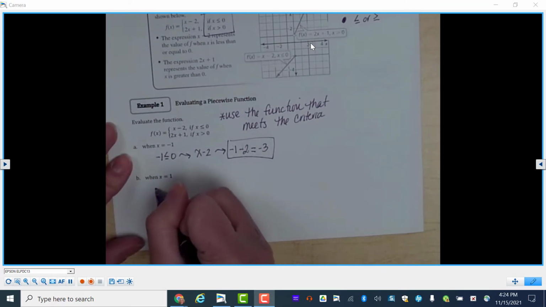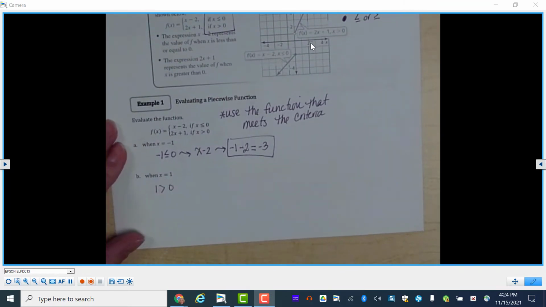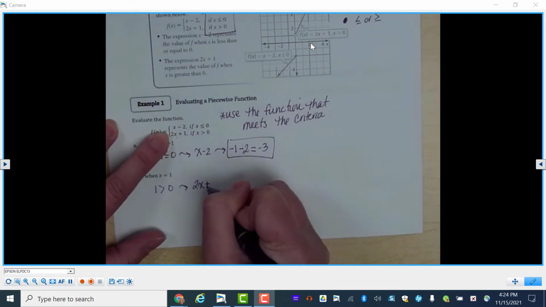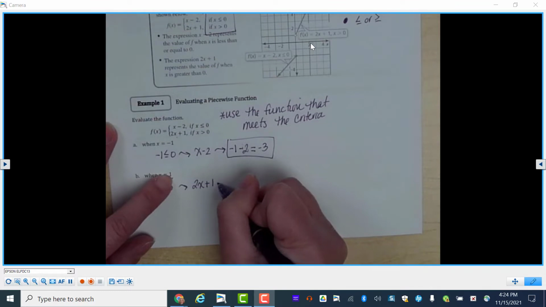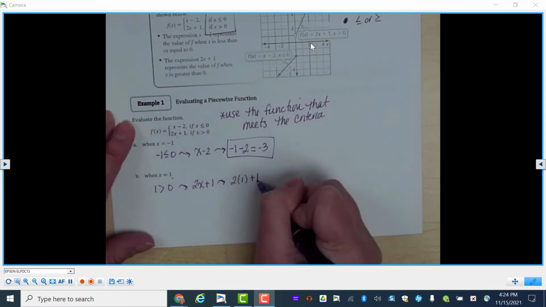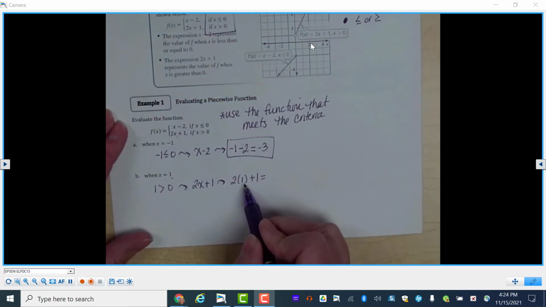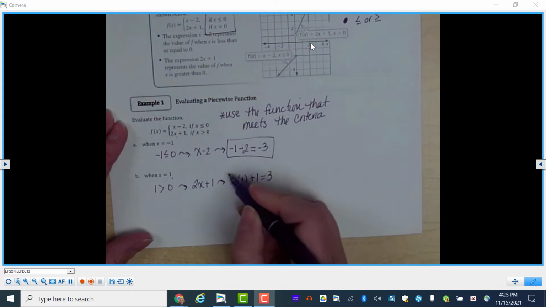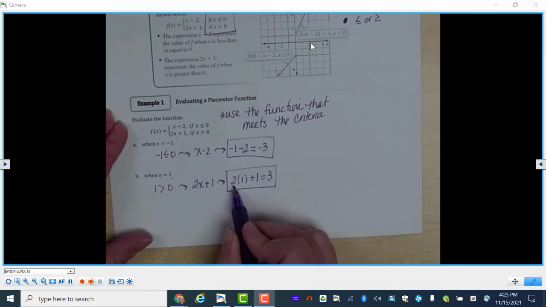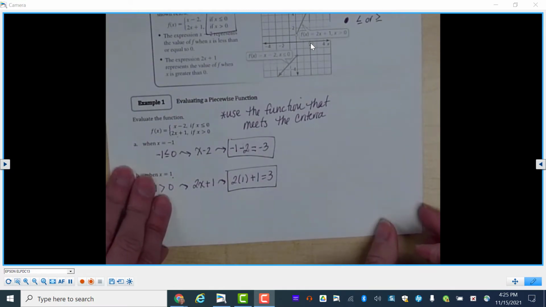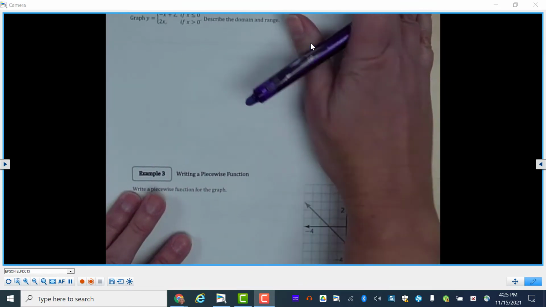Now, when x equals 1, well, 1 is greater than 0, which means we're going to use the 2x plus 1. So I'm replacing x with 1. So I have 2 times 1 plus 1. 2 times 1 is 2, plus 1 is 3. Nice. All right. So how would we graph this?